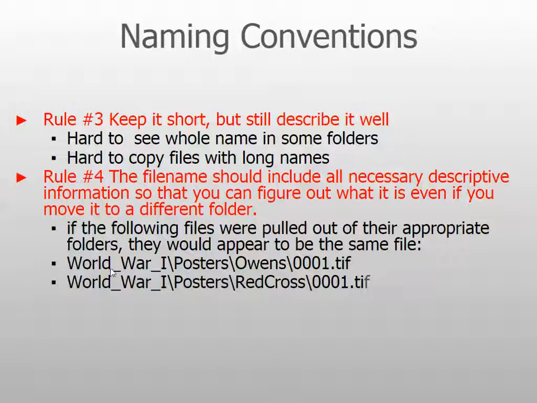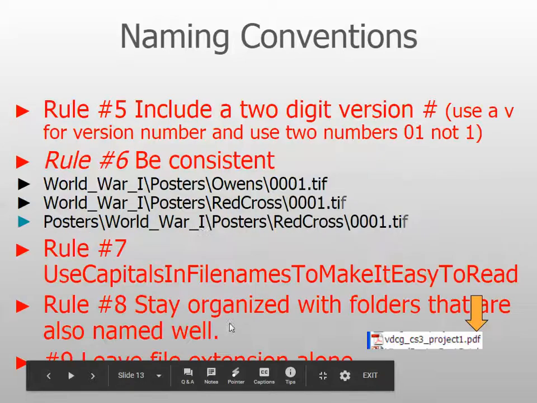So look, if I had a folder called World War I, Posters, Owens, and I had another folder called World War I, Posters, Red Cross, and I put a picture in this Owens folder called 001, and I put a picture in here called 001. Well, if this picture got dragged out of that folder, I'd have no idea what it was. So this is a terrible name. It doesn't even have close to enough information, so if it got pulled out of the folder, I wouldn't have any idea what it was.